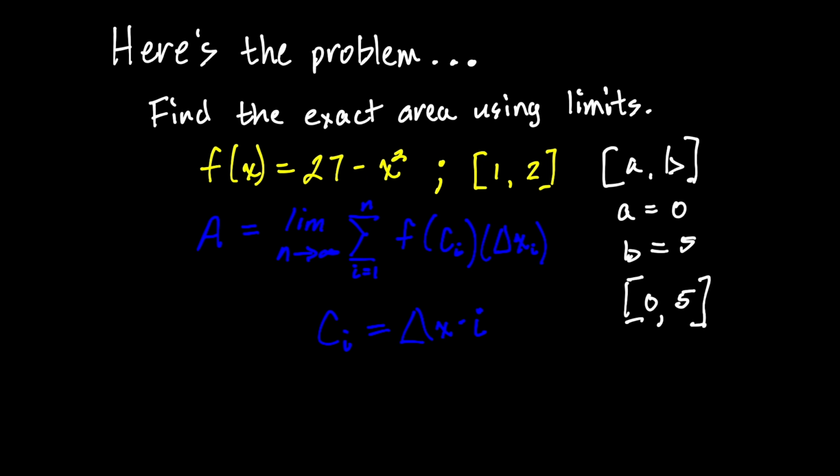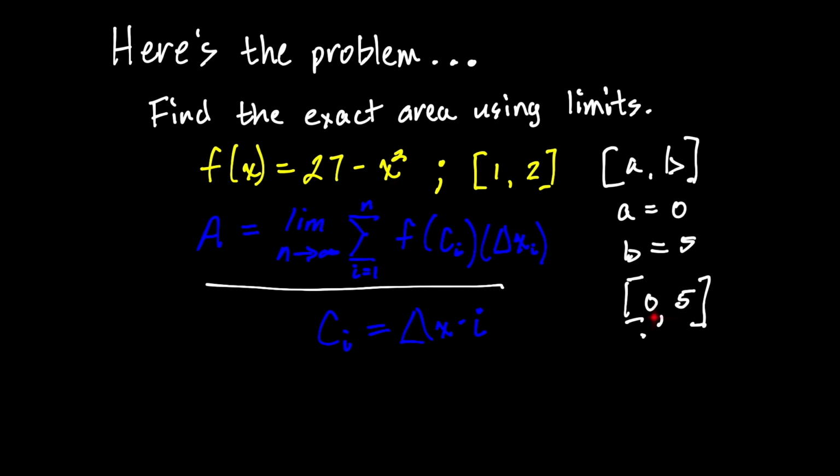So this formula works wonderfully when you're starting with 0. But when you're not starting with 0, we have to modify it a little bit. And the way that modification is made is like this. Where before my c sub i was just delta x times i, and I substituted it in for x. So it would have been delta x i squared.